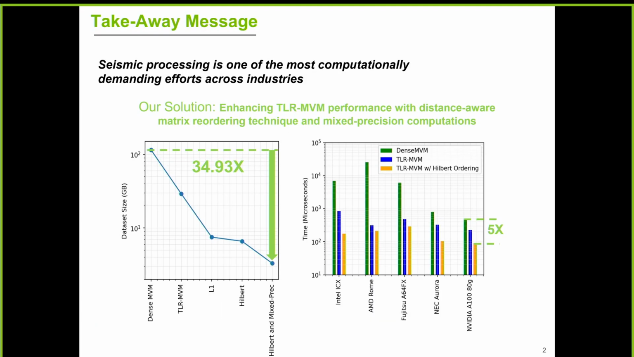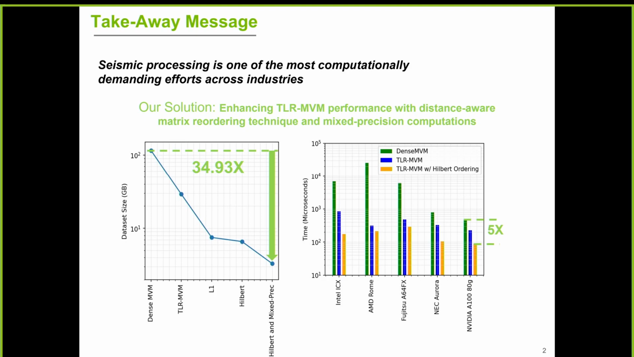All right, so this is the takeaway message. In case I run out of time, at least you get the conclusion up front. So we get a huge memory footprint reduction up to 35x, starting from a dense regular matrix vector multiplication all the way through doing compression and then various reordering of the matrix to reduce not only memory footprint but also time to solution. And in addition, at the end, we get an additional memory footprint reduction by applying mixed precision.